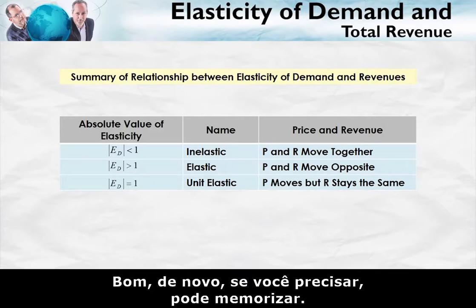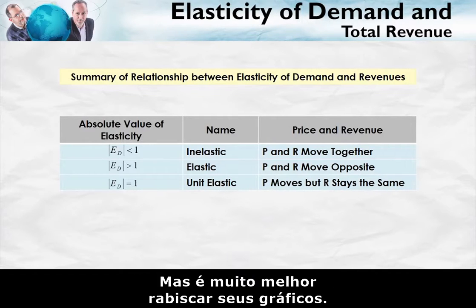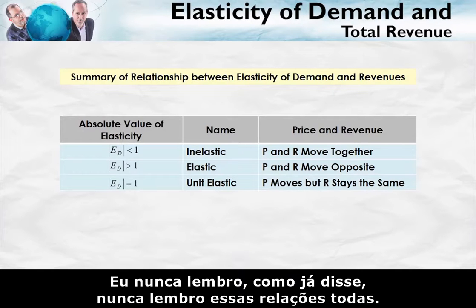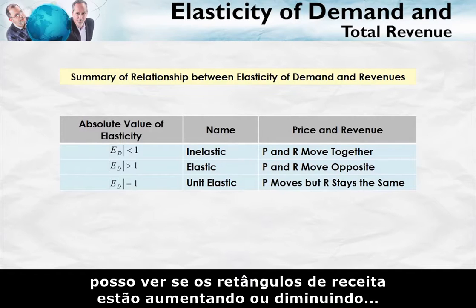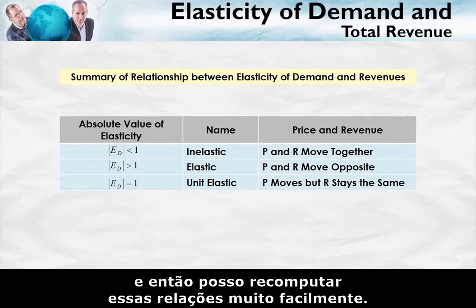Now, if you have to, you can memorize these, but it's really much better to just sketch some graphs. I never remember these relationships myself, but I can always sketch an inelastic graph, and then with a few changes in price, I can see whether the revenue rectangles are getting bigger or smaller, and so I'll be able to recompute all of these relationships pretty easily.